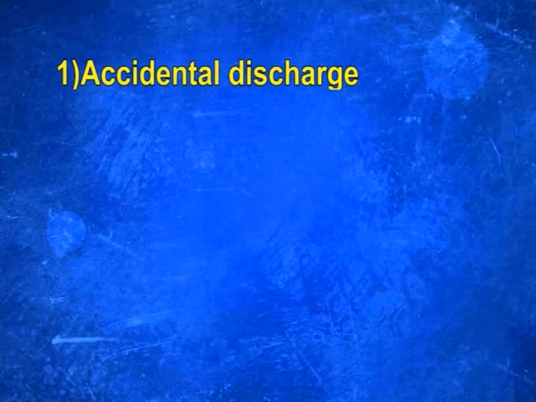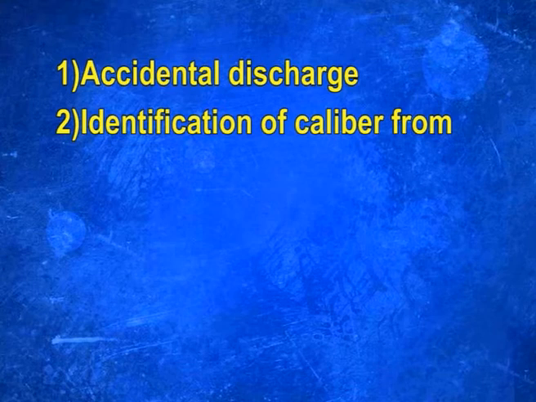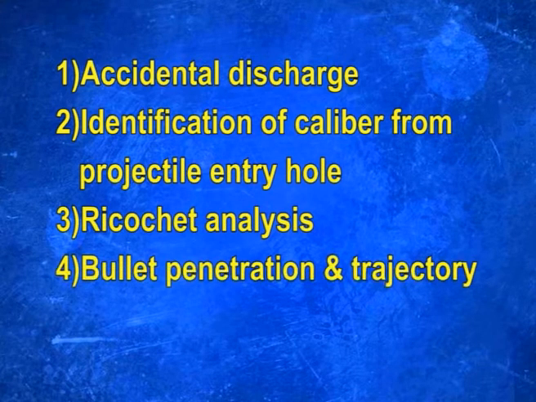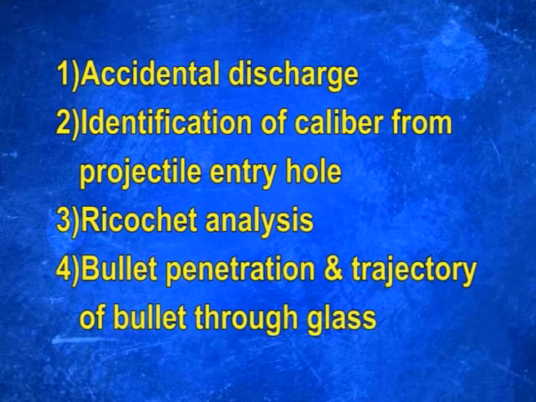Today I bring you a learning module in BSc Forensic Science on behalf of the content writers Dr. GSOD and Miss Tulika Banerjee on a very important unit of Forensic Ballistics, which is Examination of Firearm Part 2, in which we will discuss accidental discharge, identification of caliber from projectile entry hole, ricochet analysis, bullet penetration and trajectory of bullet through glass.